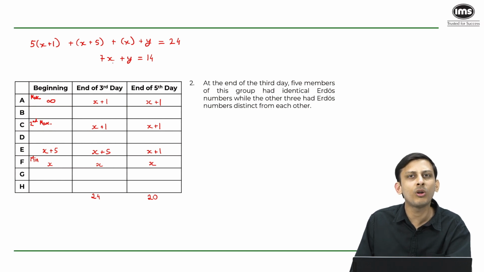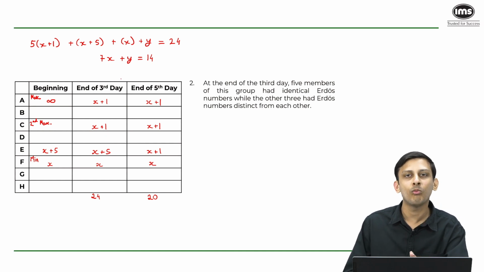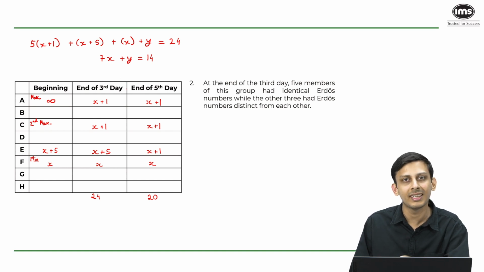Now let's think about the possible values of x, since most of our information is in terms of x, and x has a coefficient of 7 also. What are the possible values of x? What is the minimum possible value of x? It cannot be 0, because we have seen that Erdos has passed away. Only Erdos himself had an Erdos number of 0. So x cannot be 0, so the minimum it can be is 1.